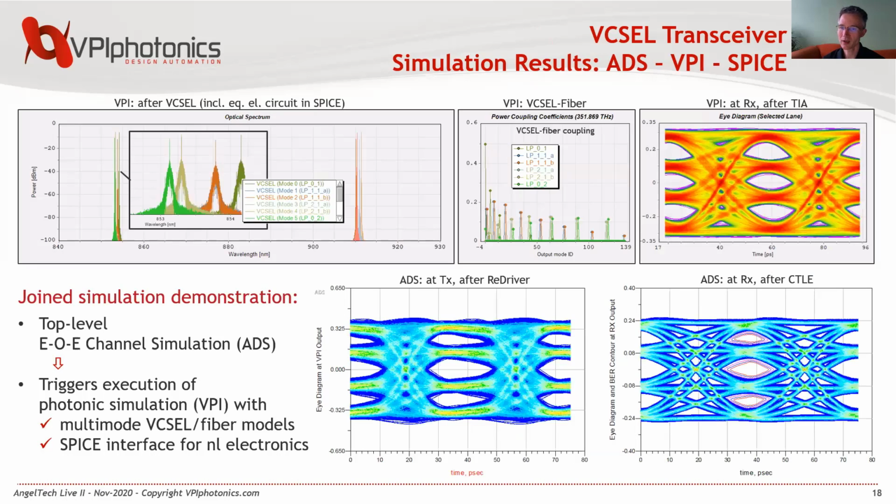Typical output characteristics are seen here. So this would be, for instance, an eye diagram before we launch into the optical link. Here we see the spectrum of the two VCSEL models at 850 and at 910 nanometers. You can see clearly the multimode characteristics here. So this is before it goes into the fiber. Here we see calculated coupling coefficients from the VCSEL into the fiber. And after fiber transmission, we see here a typical eye diagram of the transimpedance amplifier before it goes back into ADS, where we perform equalization and can then have a look at the final bit error rate.